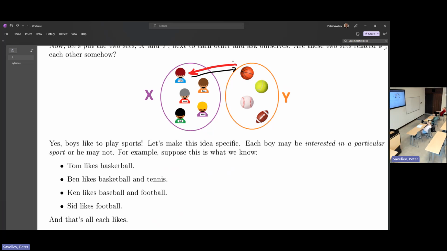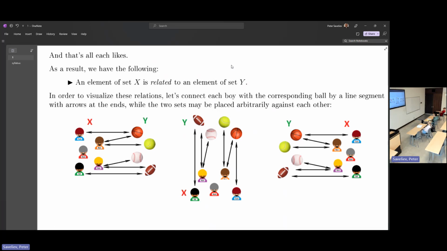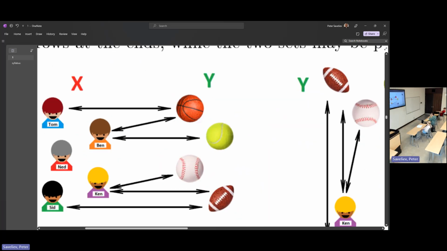The relation is two-ended, and here we have a bunch of two-ended arrows connecting a boy with the game that he likes to play, which may be several. As you can see, some boys like more than one game. You can see basketball and tennis over there. And same with balls: some of them are played with by more than one boy. And thirdly, you notice something else there. Look at Ned.